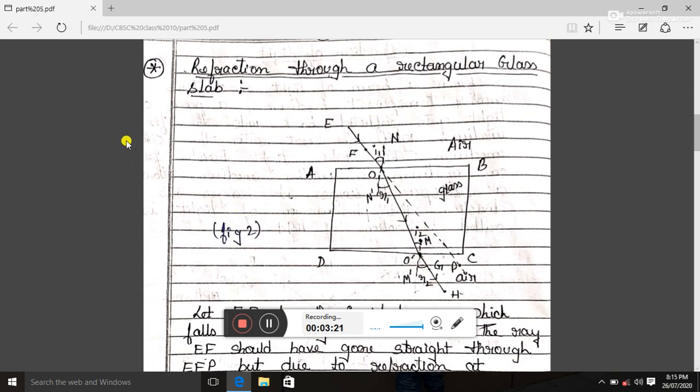So now let me study refraction through a glass slab.